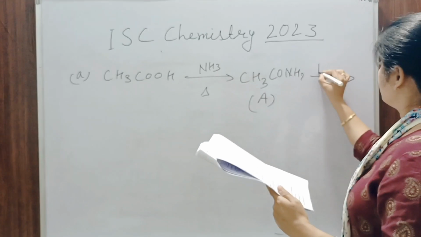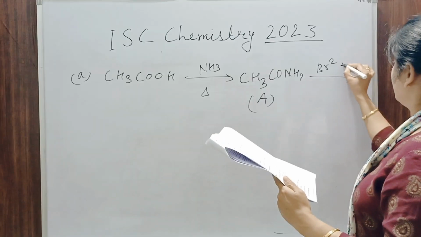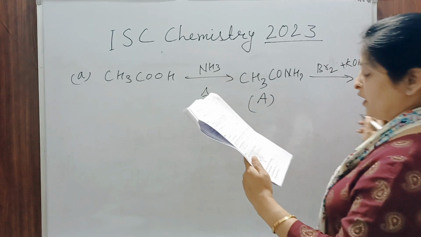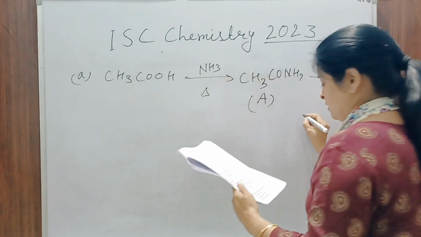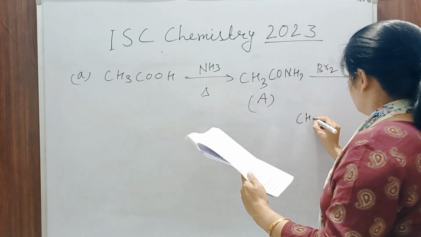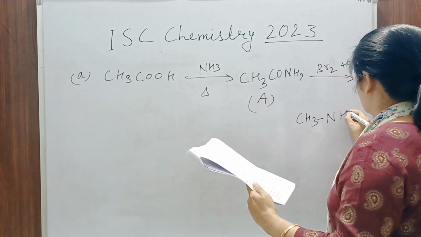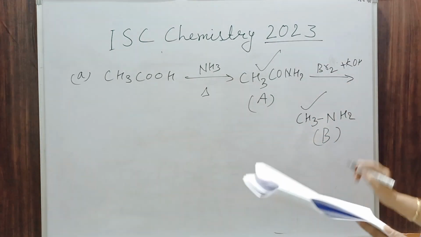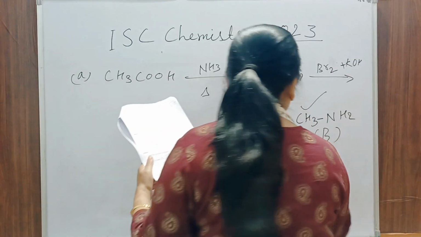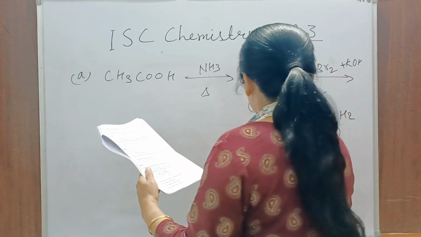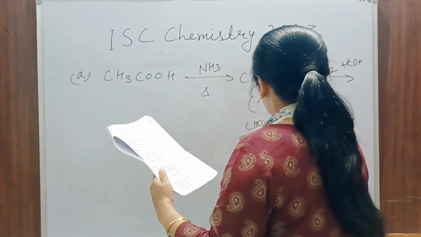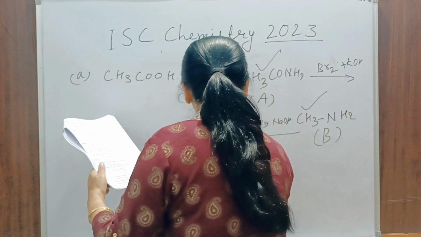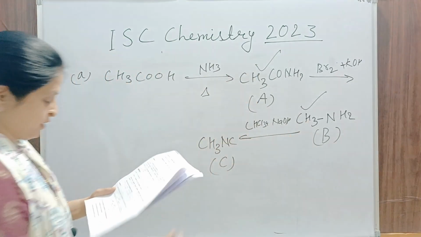Then again Br2 and KOH. It forms CH3NH2. This is the answer number B. Then come to the C: CHCl3 in presence of NaOH. So it forms CH3NC. This is the answer number C.